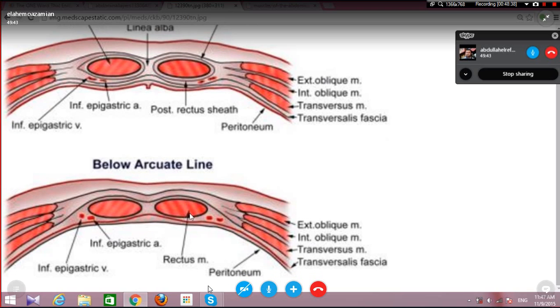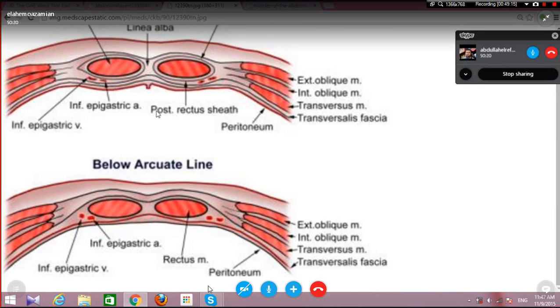What about below the arcuate line? Tell me. Laterally, there is no difference. Anteriorly, we don't have the posterior rectus sheath, right? So what do you have after rectus abdominis? We have endo-abdominal fascia, then very good, extraperitoneal fat. So below the arcuate line, after rectus abdominis, we have endo-abdominal fascia, or transversalis fascia. So no posterior layer of rectus sheath, right?